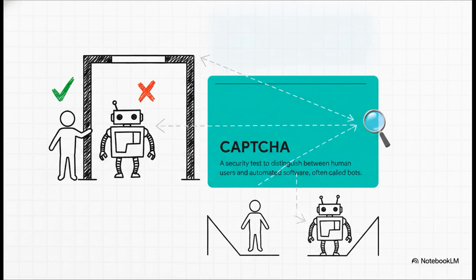Because if I move my mouse toward the box, my hand has microscopic tremors. My trajectory arcs slightly. I might overshoot the target by a few pixels and subconsciously correct my path before clicking. And that variance creates a statistical fingerprint of a biological organism. Contrast that with a basic automated script.